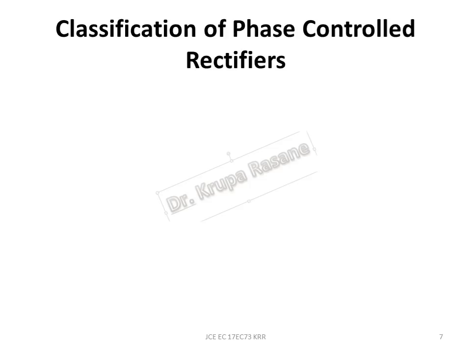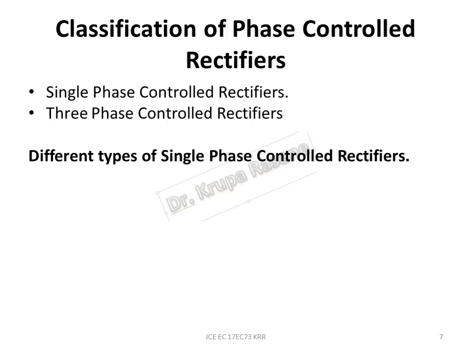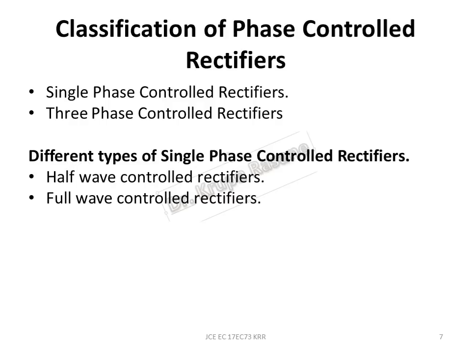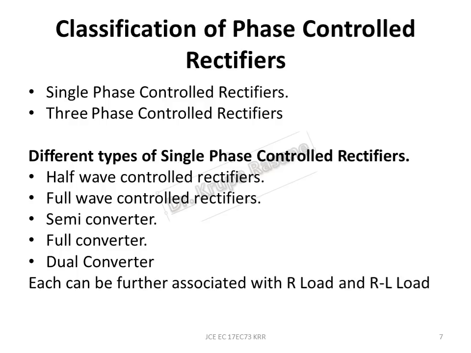Coming to the classification of phase control rectifiers, we can have single phase control rectifiers and three phase control rectifiers. Looking at single phase control rectifiers, we can have half wave control rectifiers, full wave control rectifiers, semi converters, full converters, and dual converters. Each of these controlled rectifiers could be associated with R load and RL load.